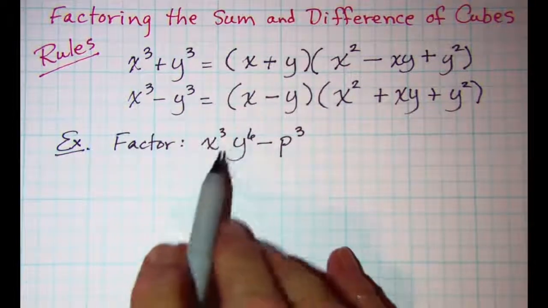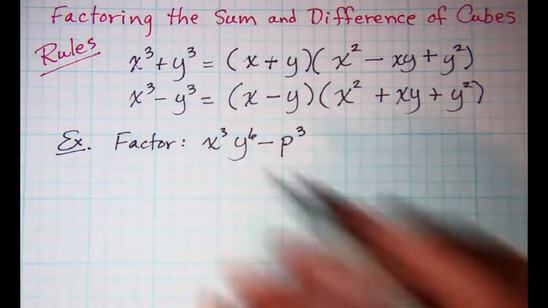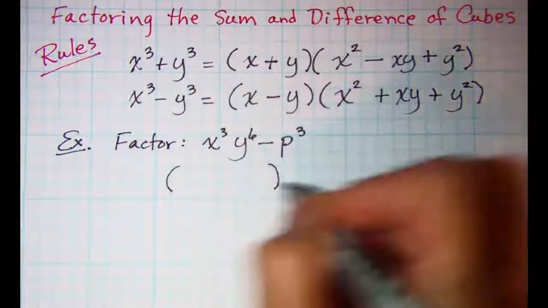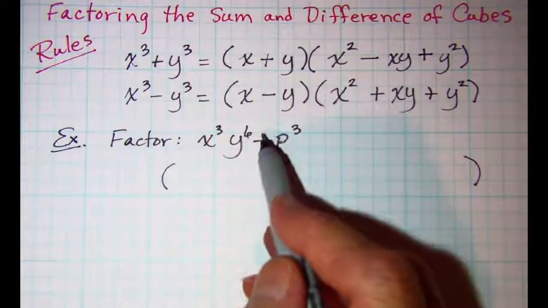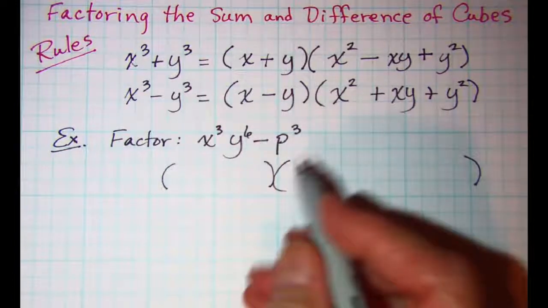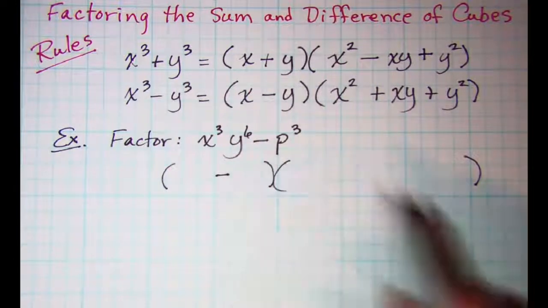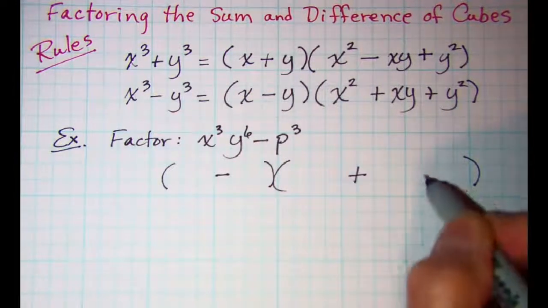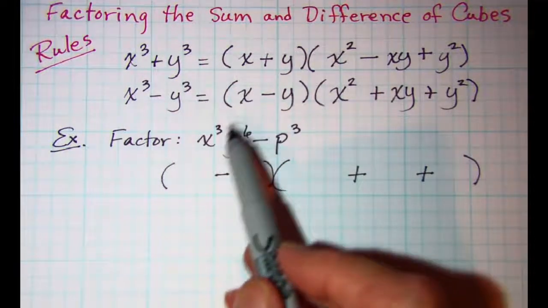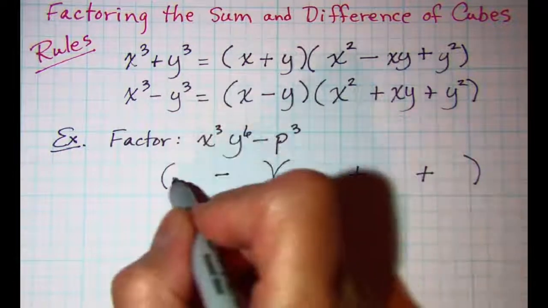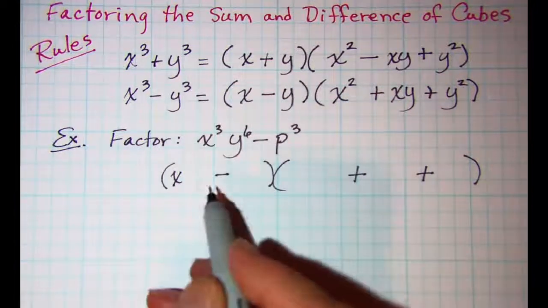I know these are cubes because all of the exponents are multiples of 3. So I'm going to start with a binomial and a trinomial. Because this is the subtraction, I have a minus in between my terms on the binomial, and then on the trinomial, they're both going to be pluses. Now when I cube root x cubed, I get x. When I cube root y to the sixth, I get y squared.